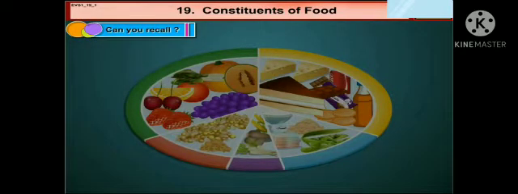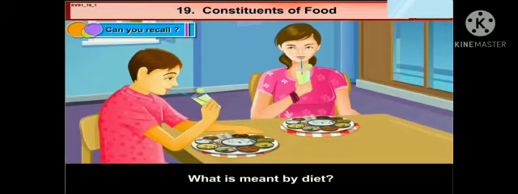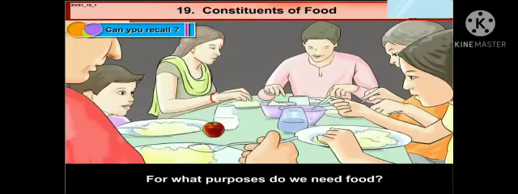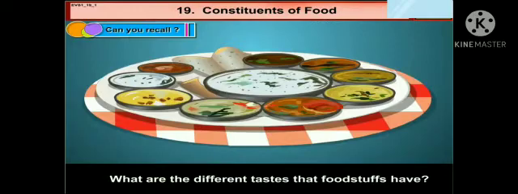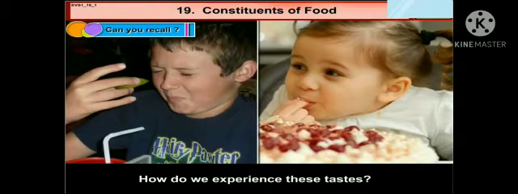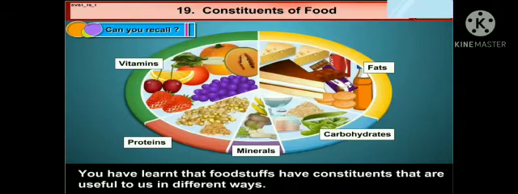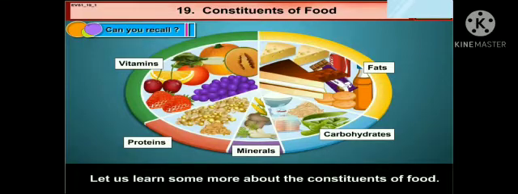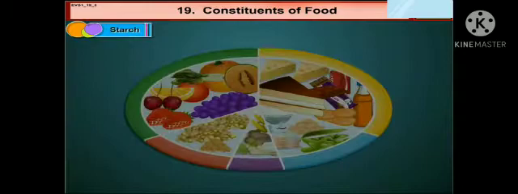Can you recall what is meant by diet? For what purpose do we need food? What are the different tastes that foodstuffs have? How do we experience these tastes? You have learned that foodstuffs have constituents that are useful to us in different ways. Let us learn some more about the constituents of food.